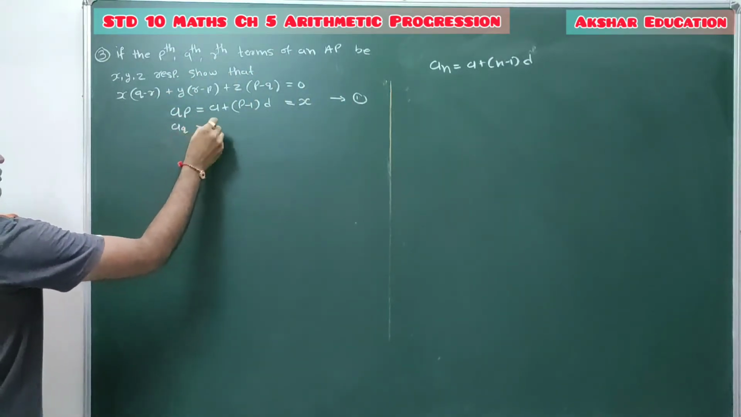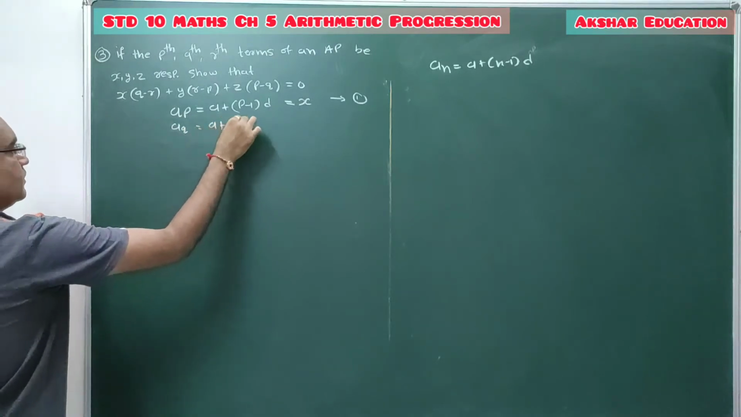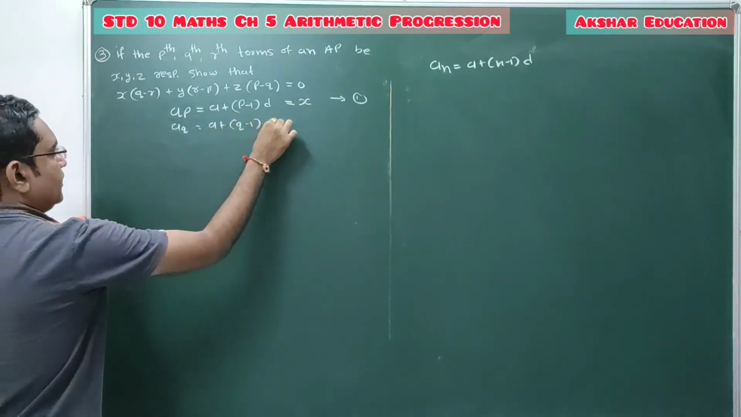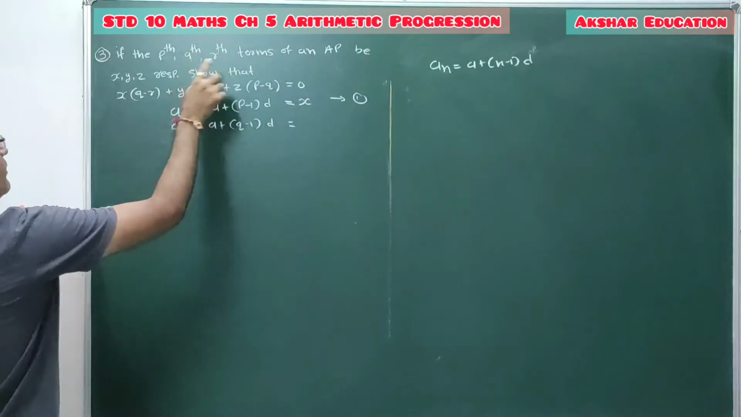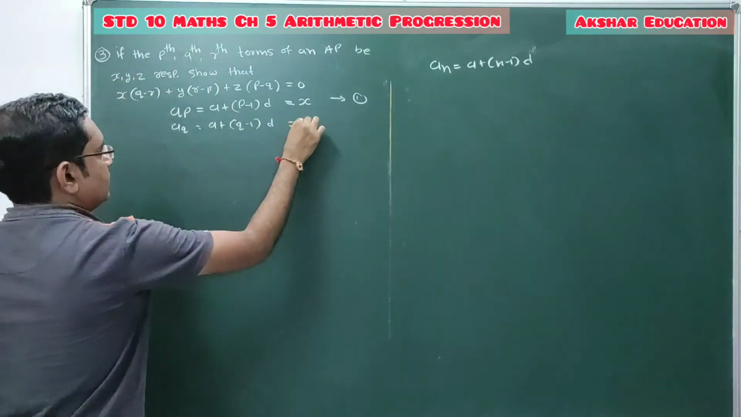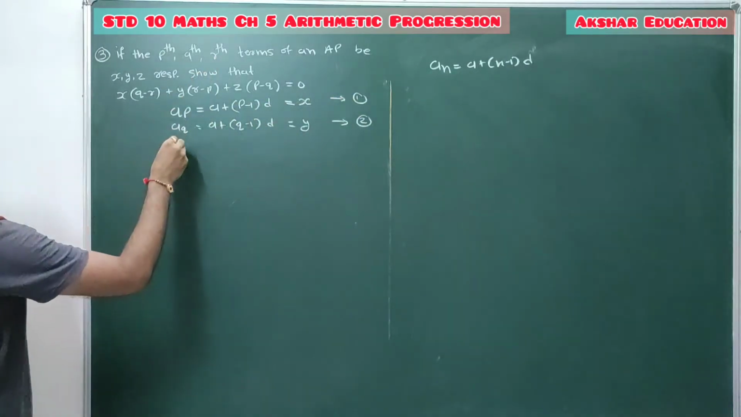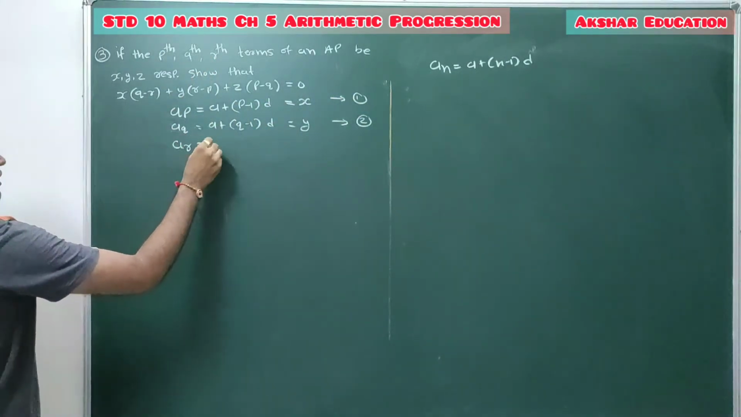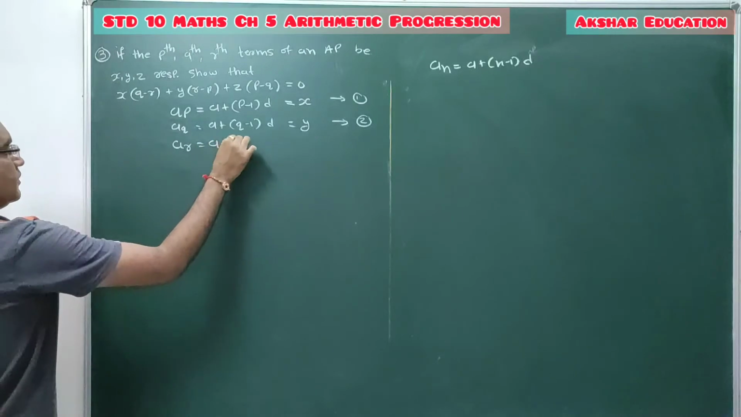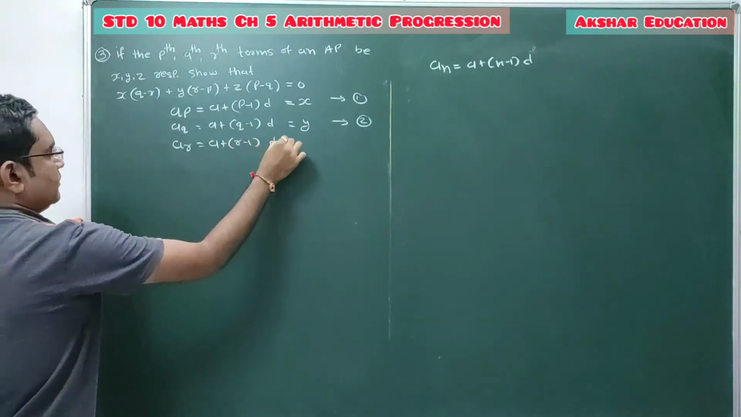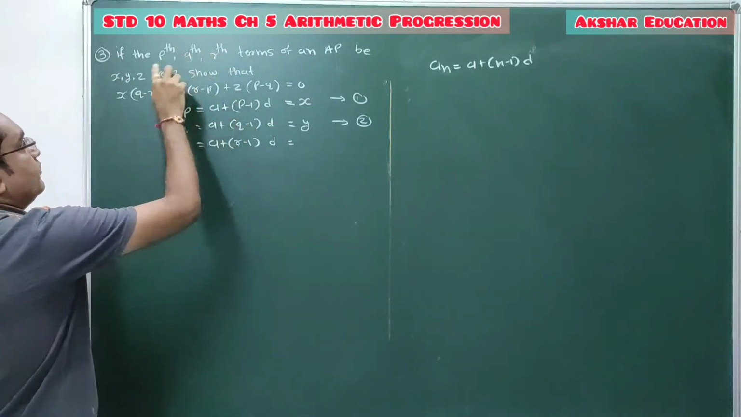So the qth term of an AP is nothing but a plus (q minus 1) into d. The qth term of an AP is y, this is result number 2. And the rth term is ar, so it's a plus (r minus 1) into d, and the rth term of an AP is z.